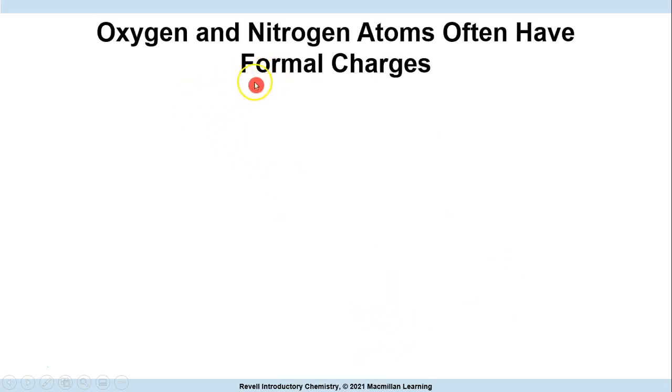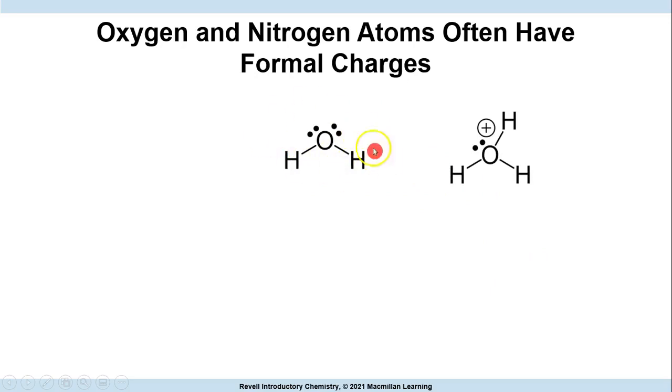Now let's look at the formal charge for oxygen and nitrogen atoms. The oxygen and nitrogen atoms often have formal charges. Let's look at the example here for water. We are going to take the water molecule and we are going to take the deuterium here, which is heavy water. So we see that for water, the formal charge on the oxygen is 0, and the formal charge on the oxygen here for this hydronium ion is plus 1.